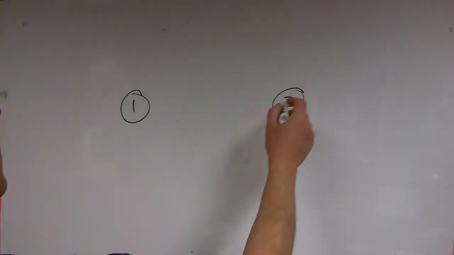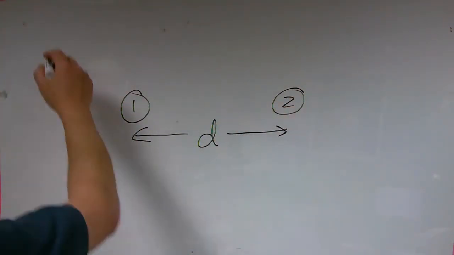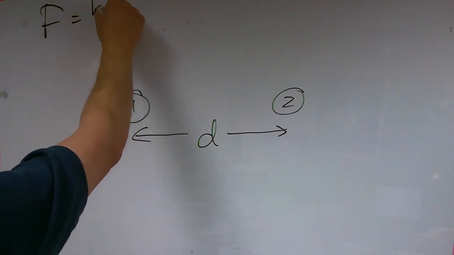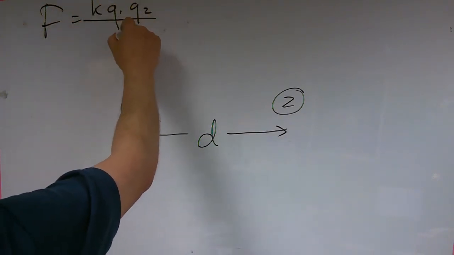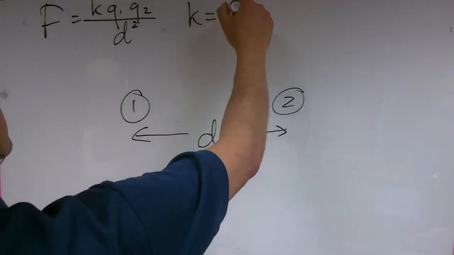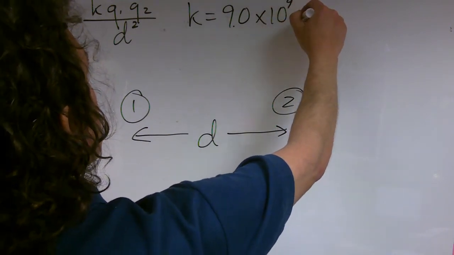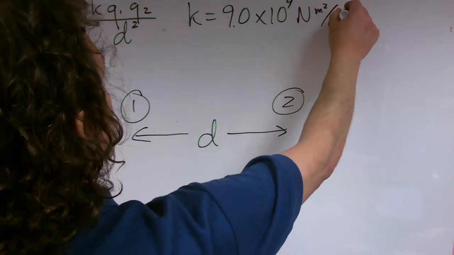Coulomb's law shows the magnitude of the electrostatic force between two charged particles, and here it is. Q1 in this equation is the electric charge on particle 1, Q2 the electric charge on particle 2, and d is the distance between them. The Coulomb's constant in this equation is about 9 times 10 to the 9 newton meters squared per coulomb squared.